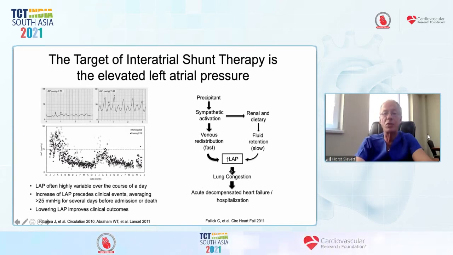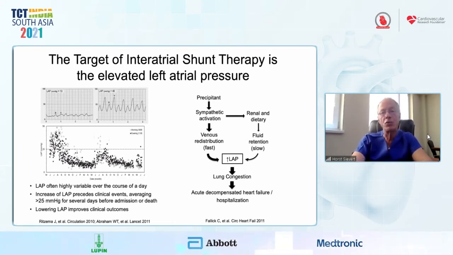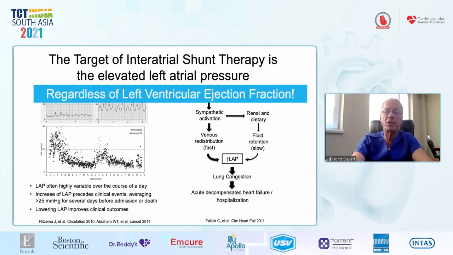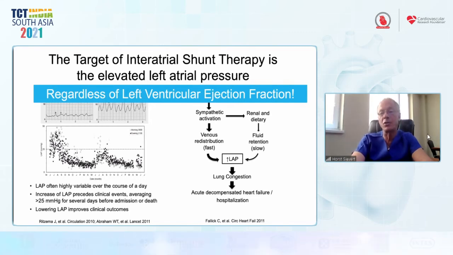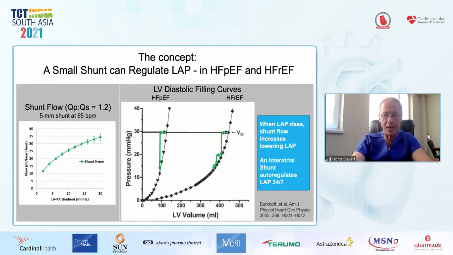And it has been shown that the increased left atrial pressure is actually the first sign of decompensation, so it is a good target for a device to treat heart failure. So regardless of the LV ejection fraction, it's always the increase of left atrial pressure which causes decompensation in heart failure patients.